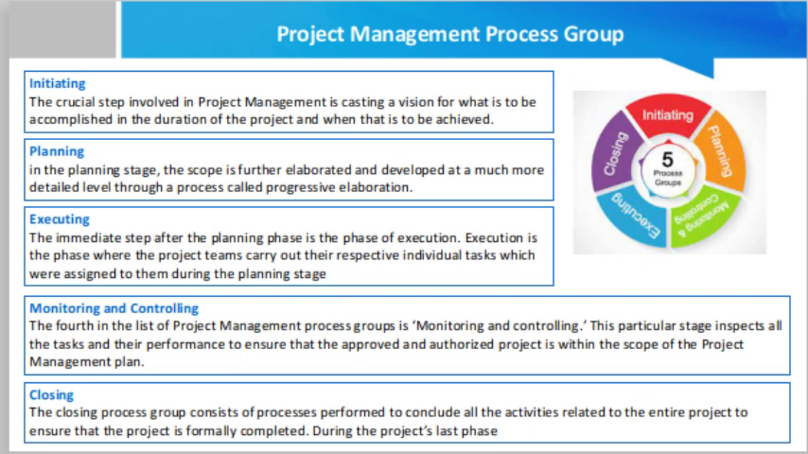Monitoring and controlling. The fourth in the list of the project management process groups is monitoring and controlling. This particular stage inspects all the tasks and their performance to ensure that the approved and authorized project is within the scope of the project management plan. The project at all times must be within the allocated budget limit and must be completed within the fixed time frame. Monitoring and controlling is the stage where the project's actual performance is compared with the planned performance so that effective measures can be taken to alter any significant differences.